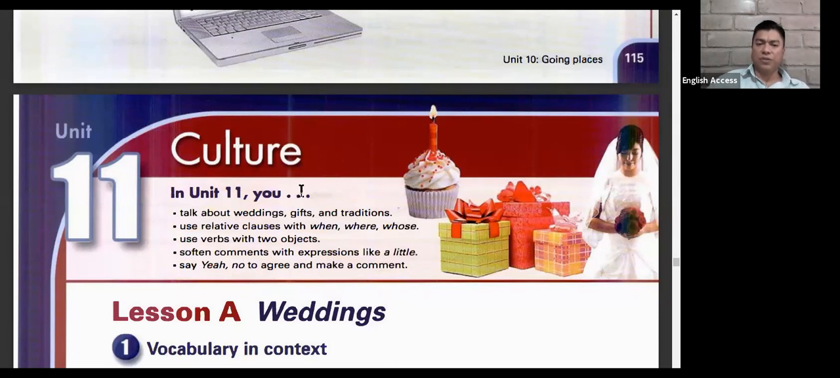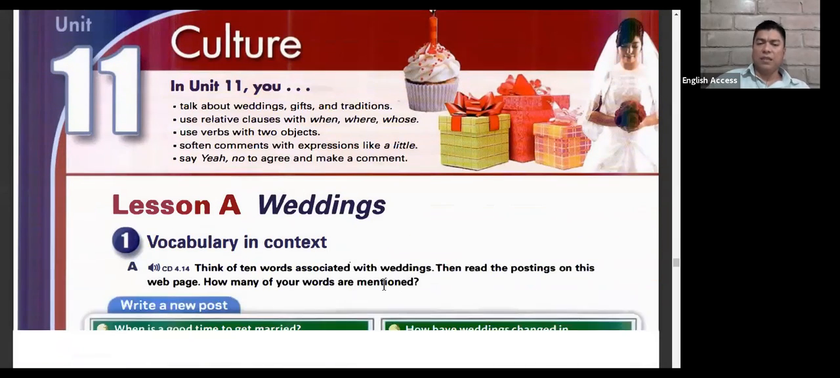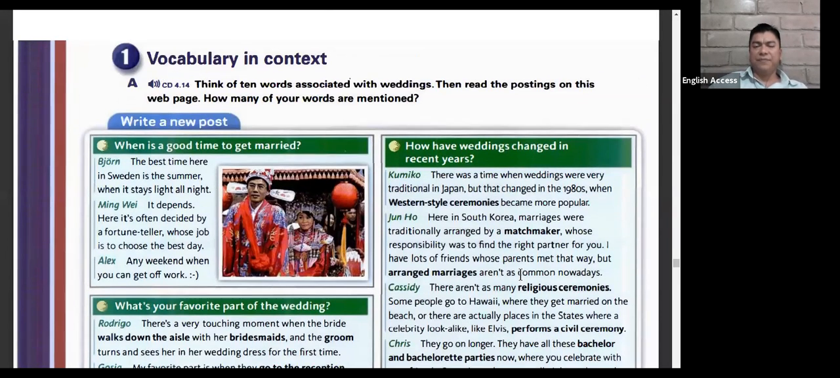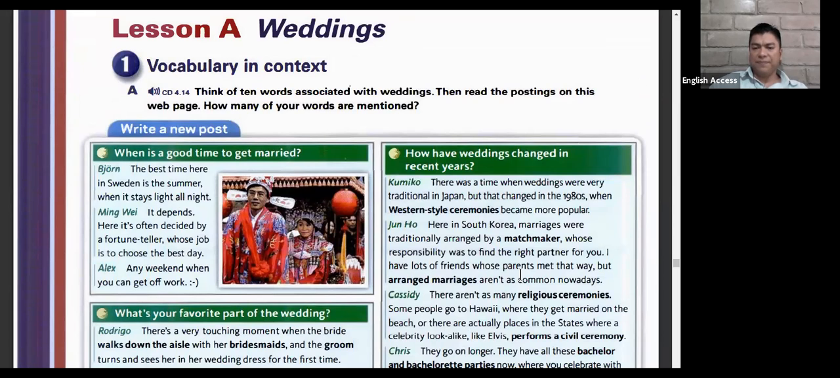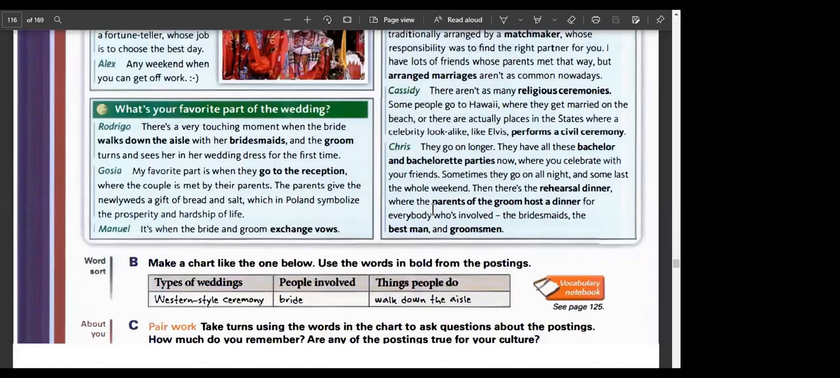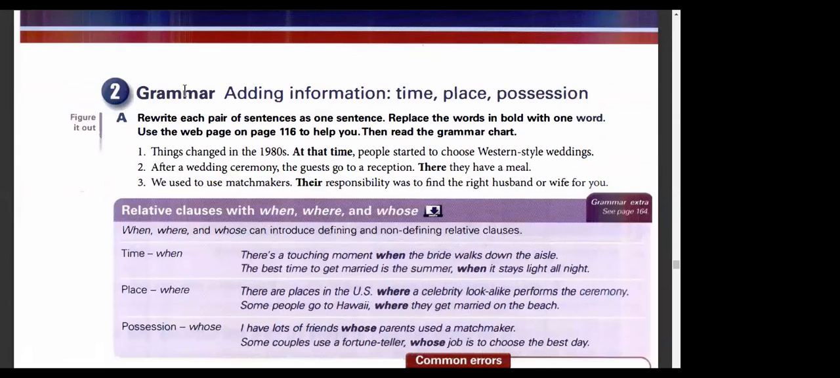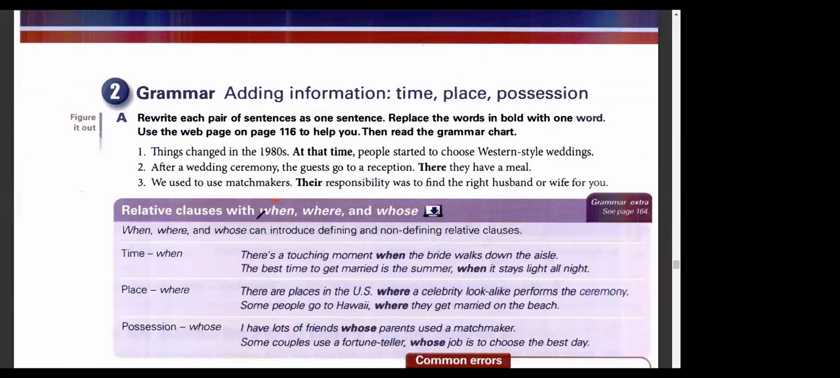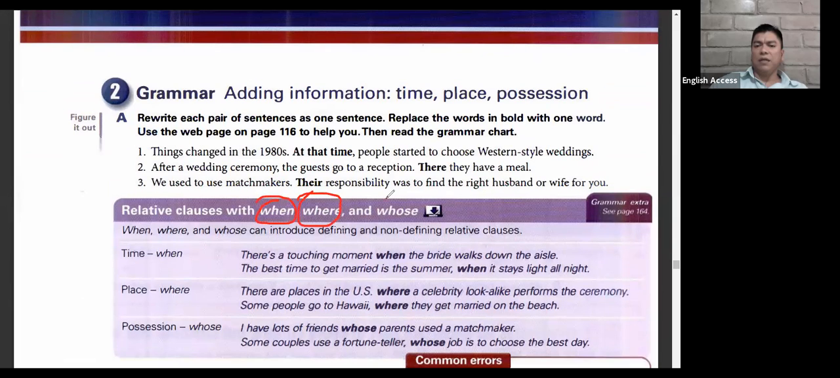Unit 11 is culture. We talked about weddings. Do you remember what piece of grammar we saw with weddings? Who can remember? Nobody. The grammar was adding information with when, where, and whose.